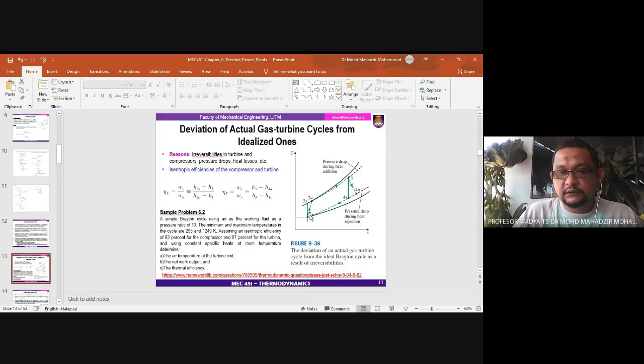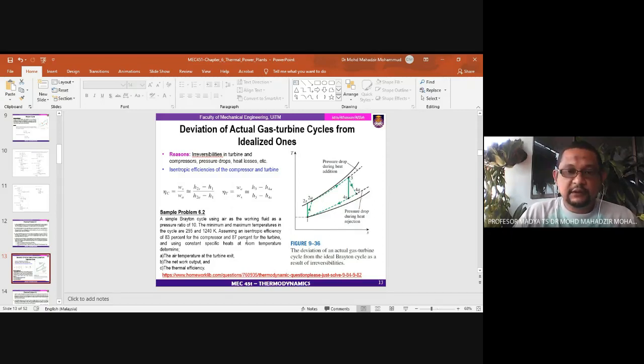Okay, so this is a TS diagram, what I have said just now. The straight line is ideal. The dotted line is actual. This is the straight line and this is the actual process.